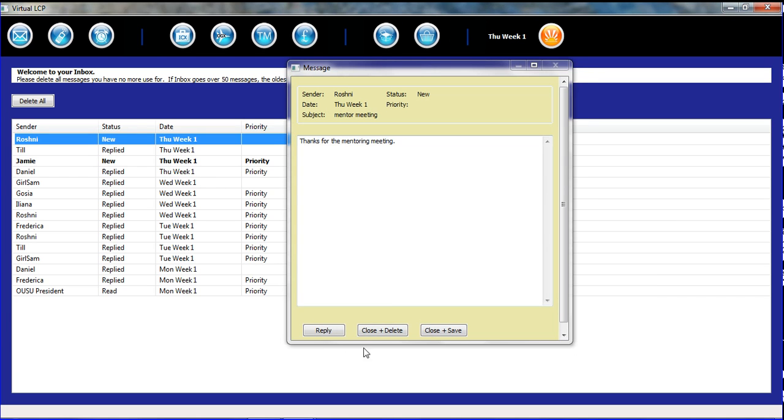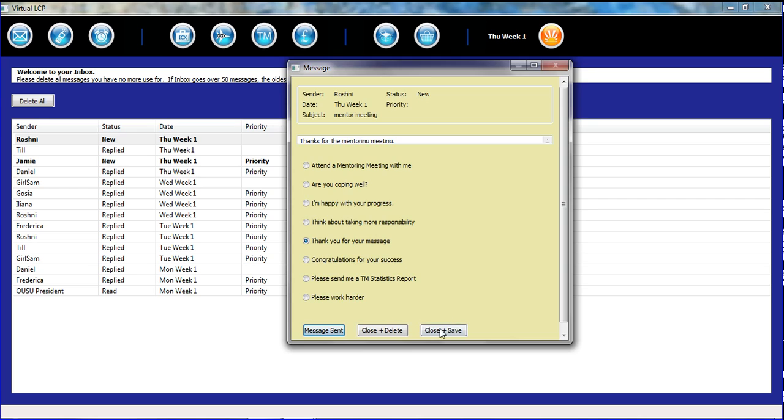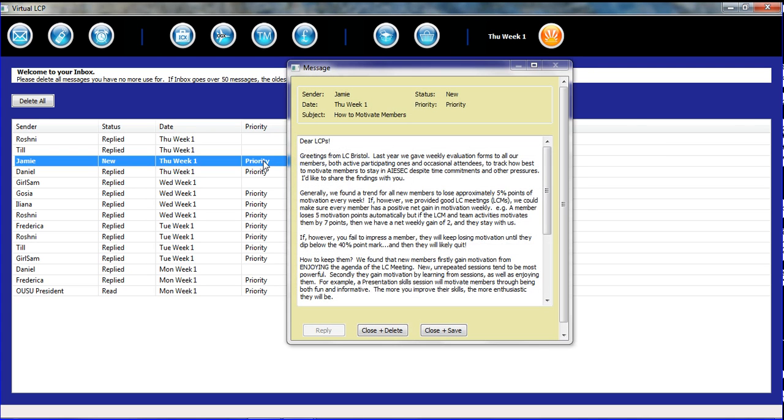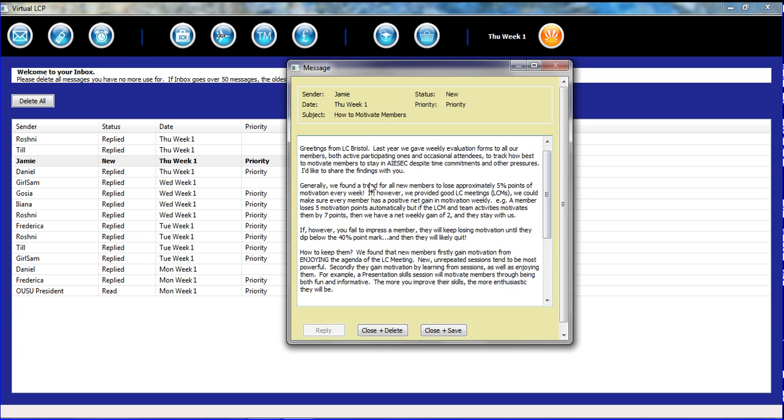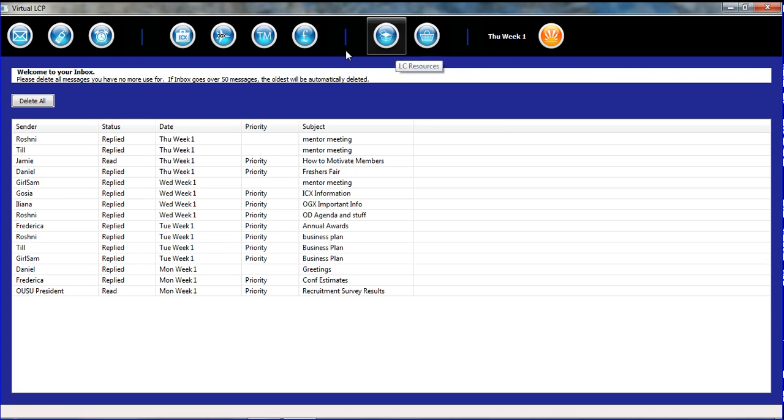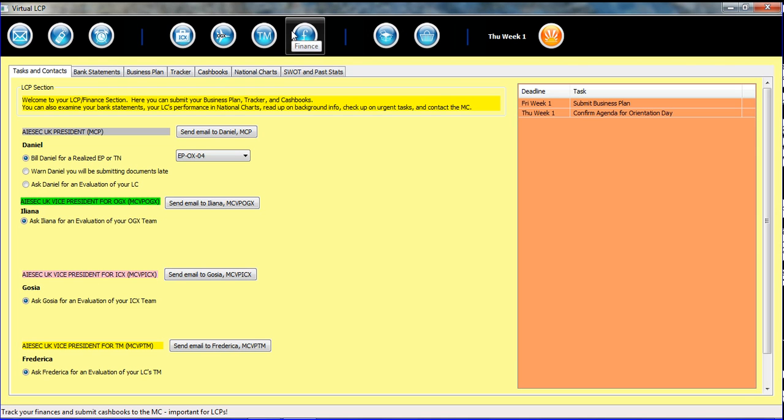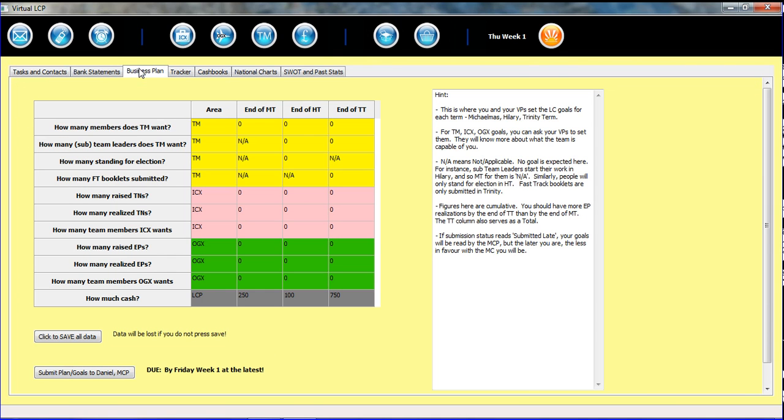So, how many members did TM want? They wanted 10, 10, and 5. Now, when you play the software, this will probably be different every time, but they won't be too different. It'll probably depend on the motivation of the VP, what they think they're capable of. But not vastly different. 2, 2, and she wanted 6 people standing for election. And by the end of Trinity term, 4 fast track booklets submitted. Well, we'll definitely manage that one.